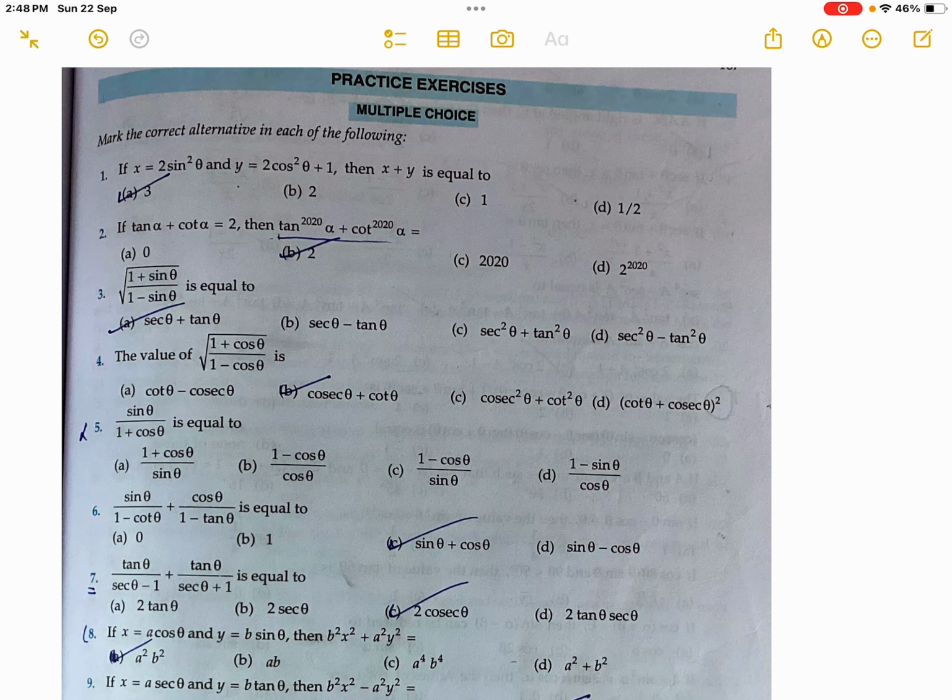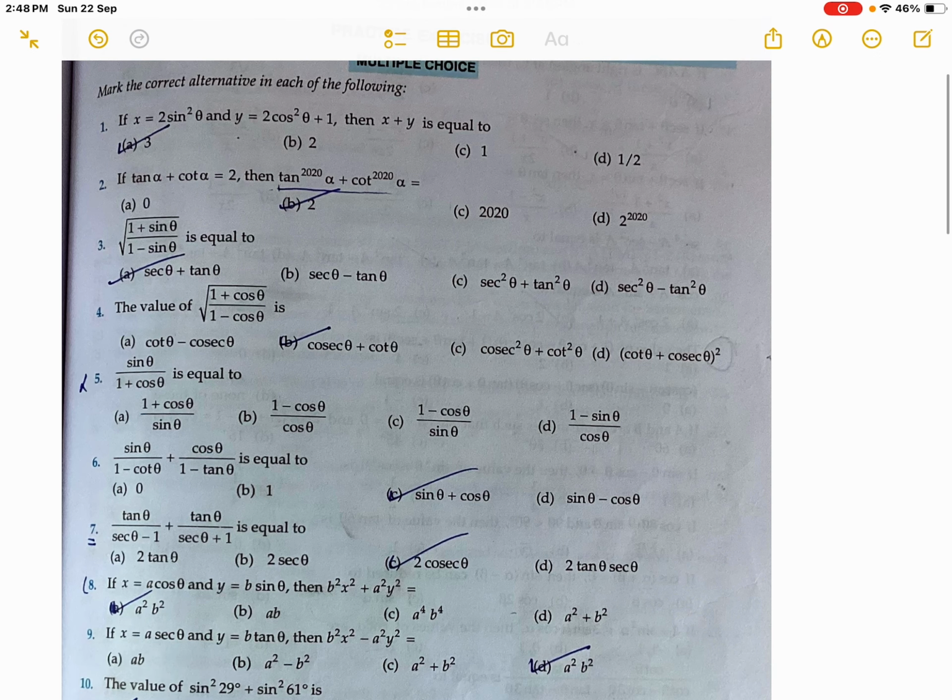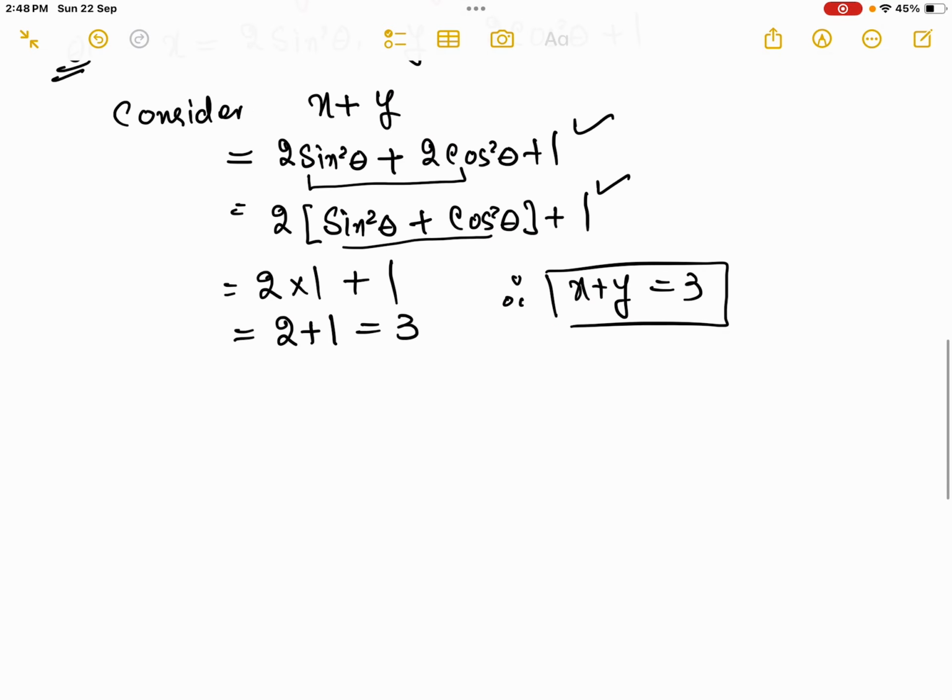Now question number 2 states that if tan alpha plus cot alpha is equivalent to 2, then what is the value of tan power 2020 plus cot power 2020 alpha? These are the options. Option A is 0, option B is 2, option C is 2020, option D is 2 power 2020. So, solution to question number 2.